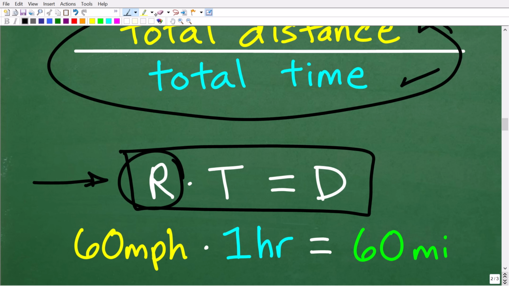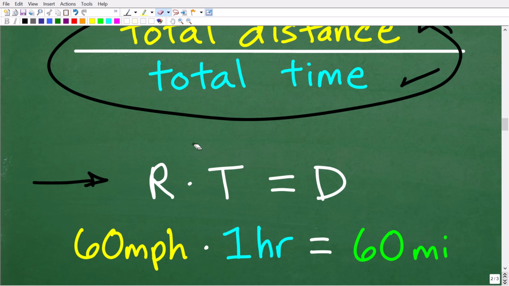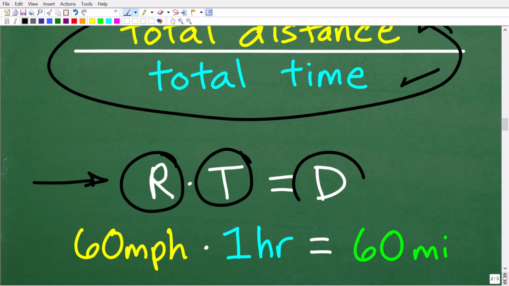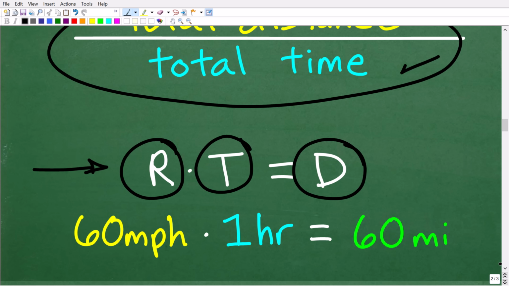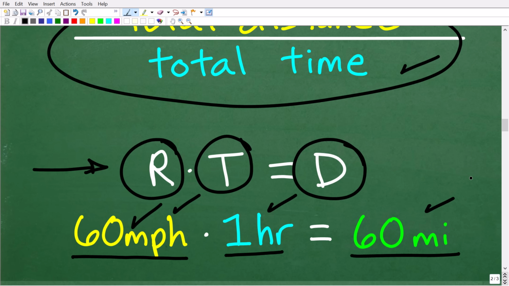Now, rate is just a fancy kind of word for speed, but let's think about this. Your speed times your time is going to be equal to your distance. You have to pay attention to the units of measure here, but if we're traveling at 60 miles per hour for 1 hour, we will cover 60 miles. So we're talking about miles and hours as our units of measure. This is the formula that we need to keep in mind.